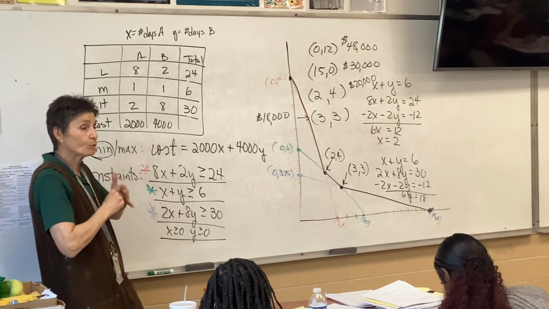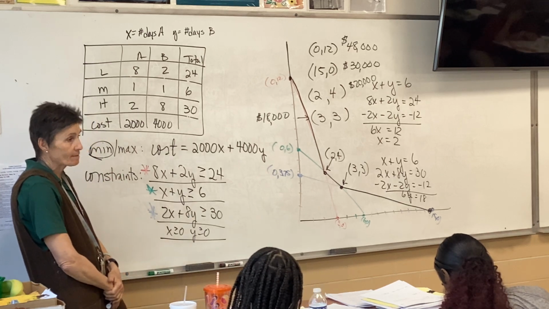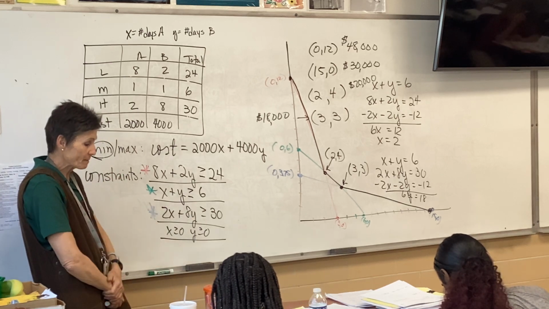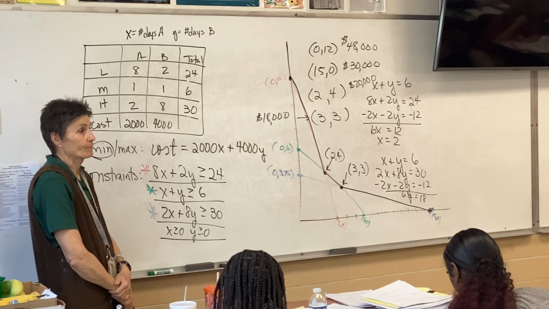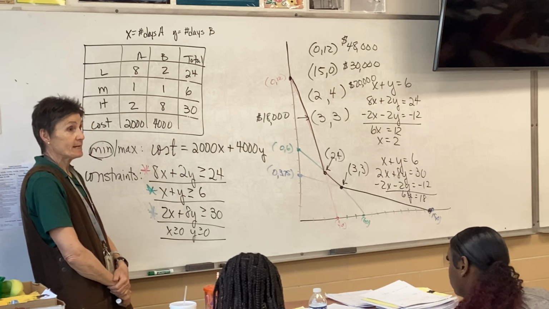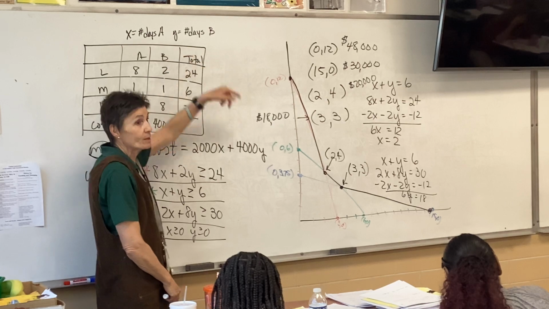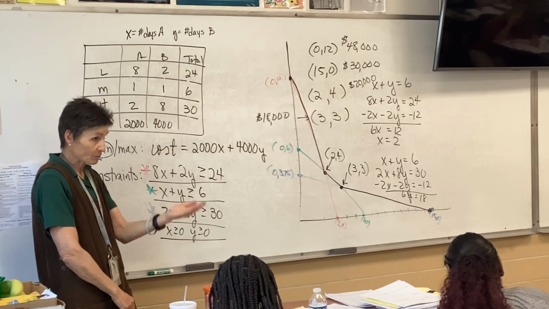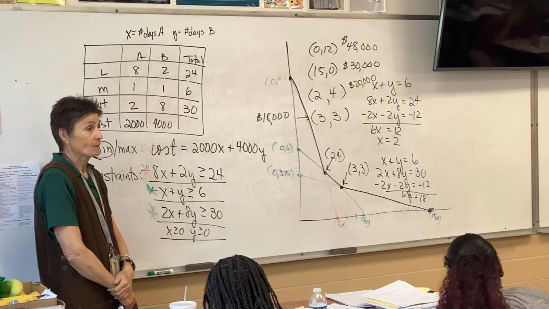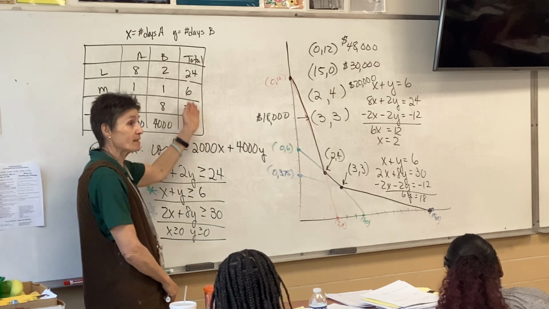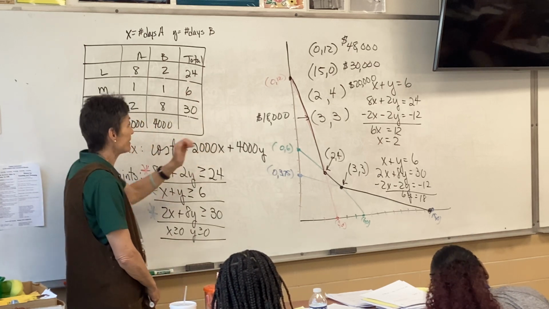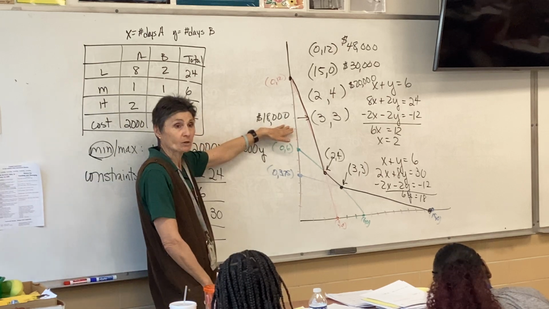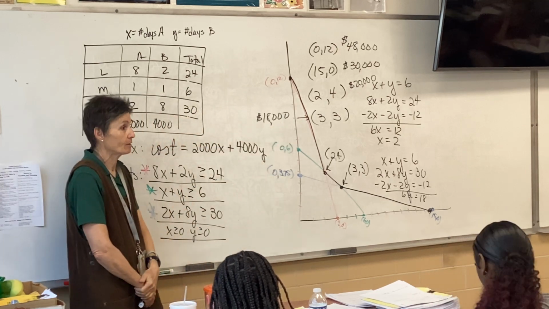So what are you going to advise this businessman to do? 3 days, remember X and Y are days, so he should operate factory A for 3 days and factory B for 3 days. That will produce the paper that he needs and do it for the minimum cost, which is $18,000.